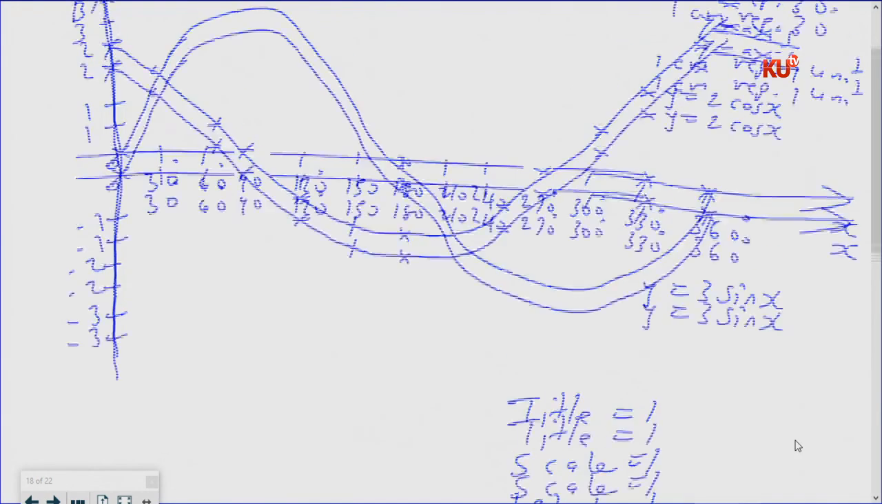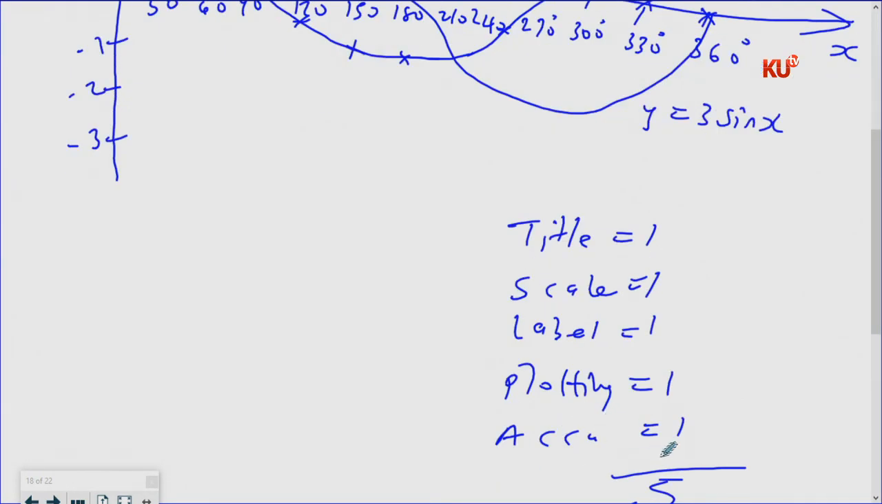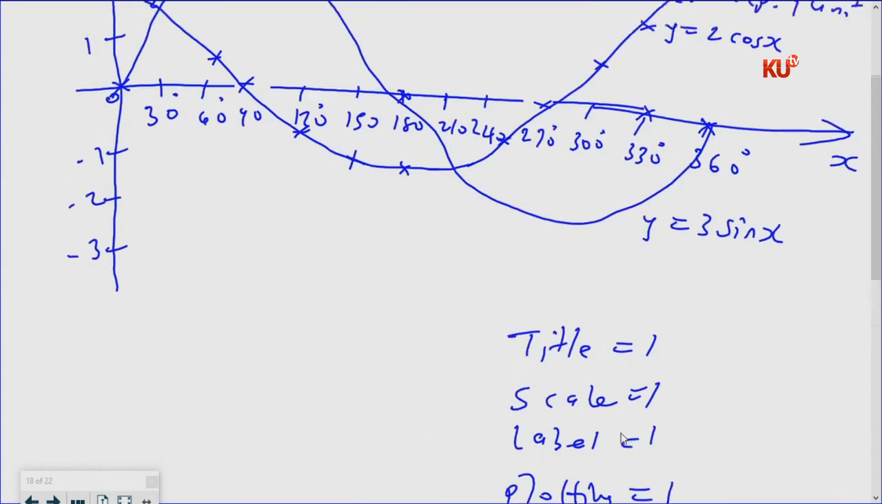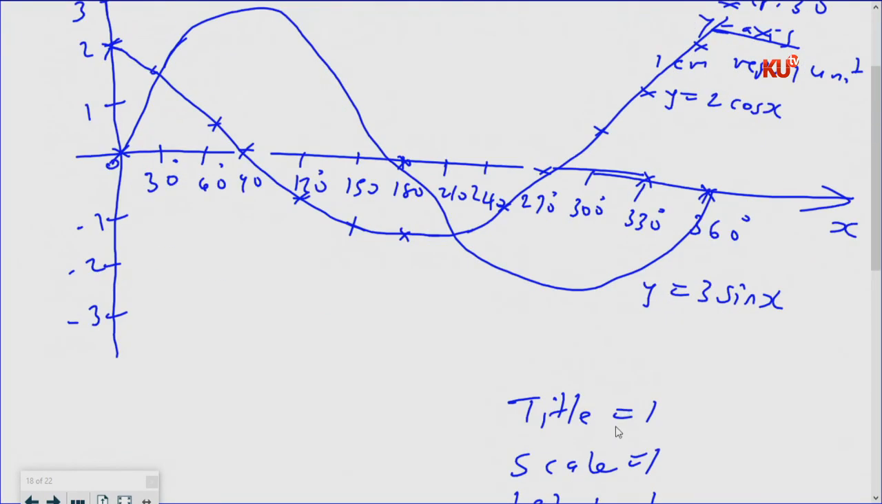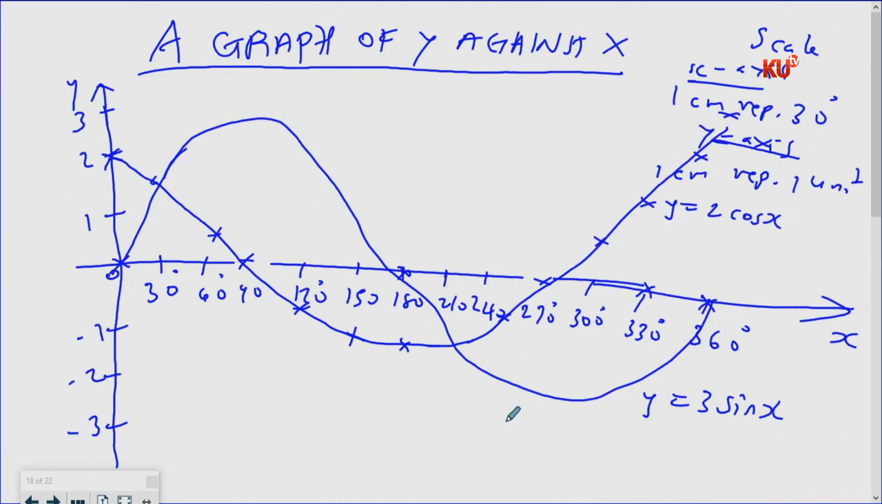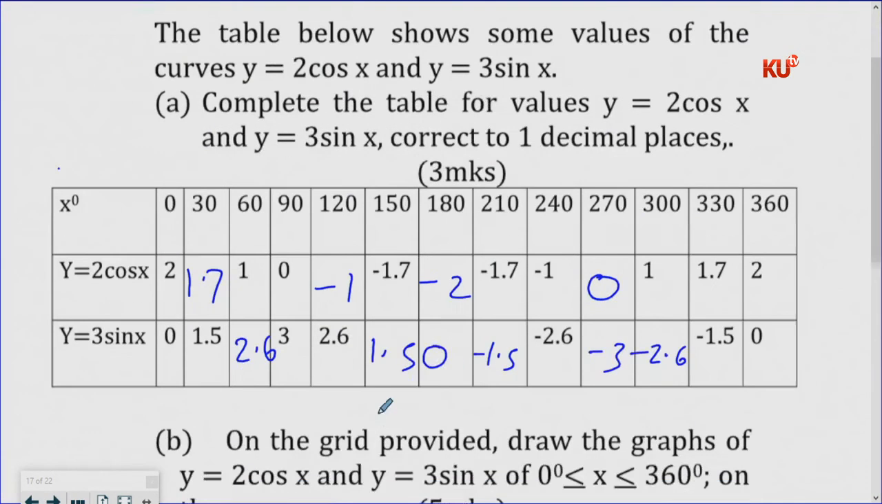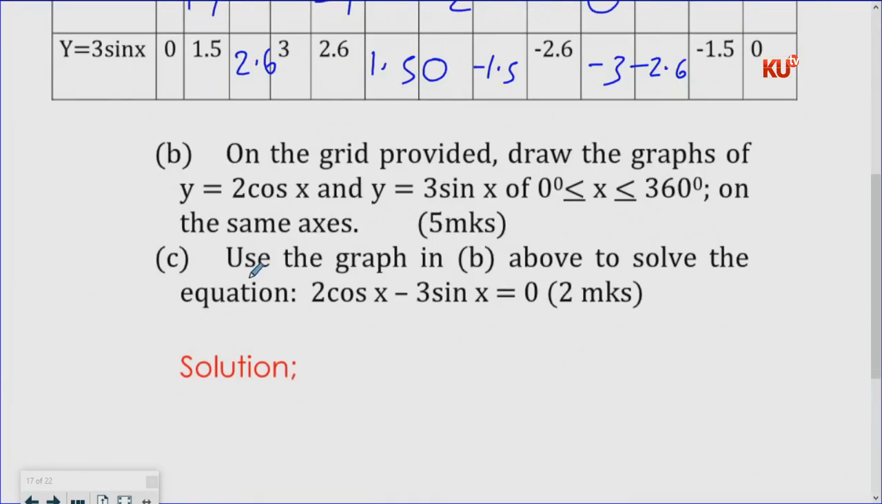So for this one, if your curve was not smooth, then don't expect that 1 mark for accuracy. So that is the graph. You get your 5 marks. Remember, we had earned 3 marks somewhere by completing the table. Now we need to go to the last part of this particular question.